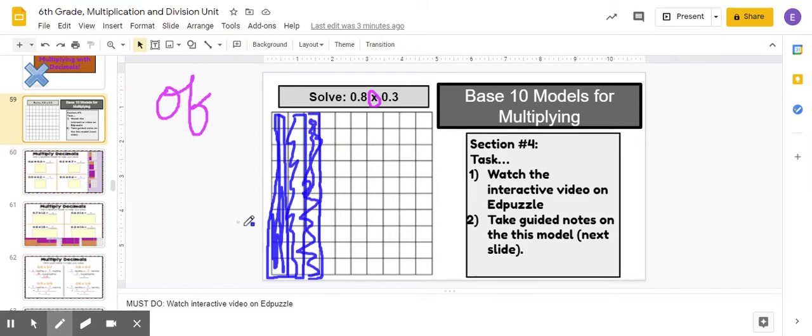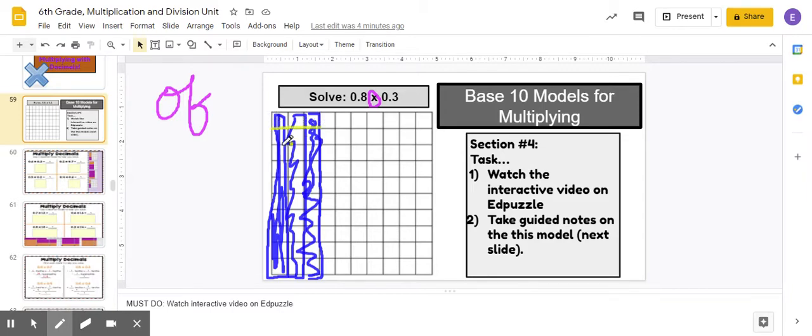Okay, so now what we want to do is find 8 tenths of that shaded in part, of that 3 tenths. So we're going to choose another color. And what's going to happen is we're going to essentially be breaking this 3 tenths up into 10 equal parts, because we want 8 of those tenths, right? So we're going to break these into 10 equal parts.